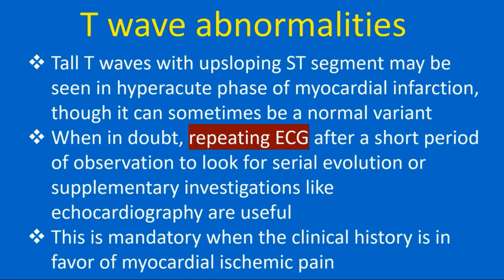Tall T waves with upsloping ST segment may be seen in hyperacute phase of myocardial infarction, though it can sometimes be a normal variant. When in doubt, repeating ECG after a short period of observation to look for serial evolution or supplementary investigations like echocardiography are useful. This is mandatory when the clinical history is in favor of myocardial ischemic pain.